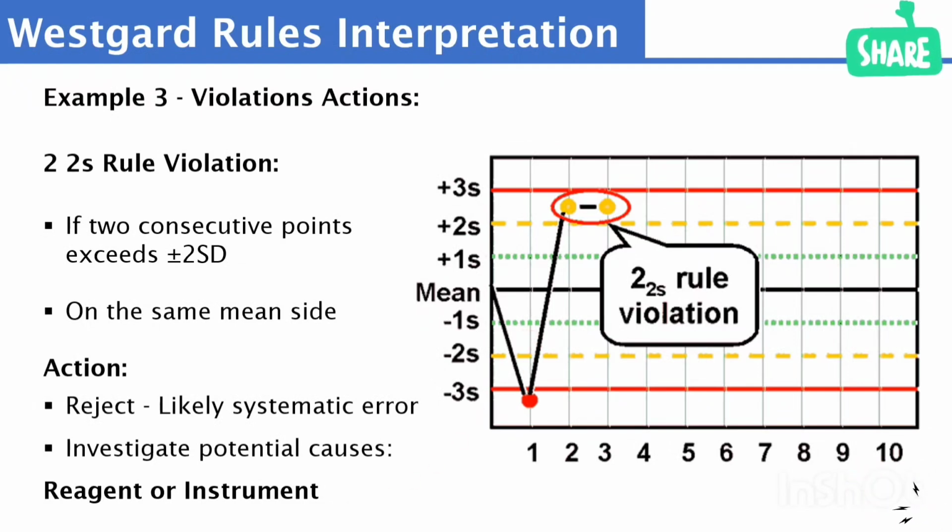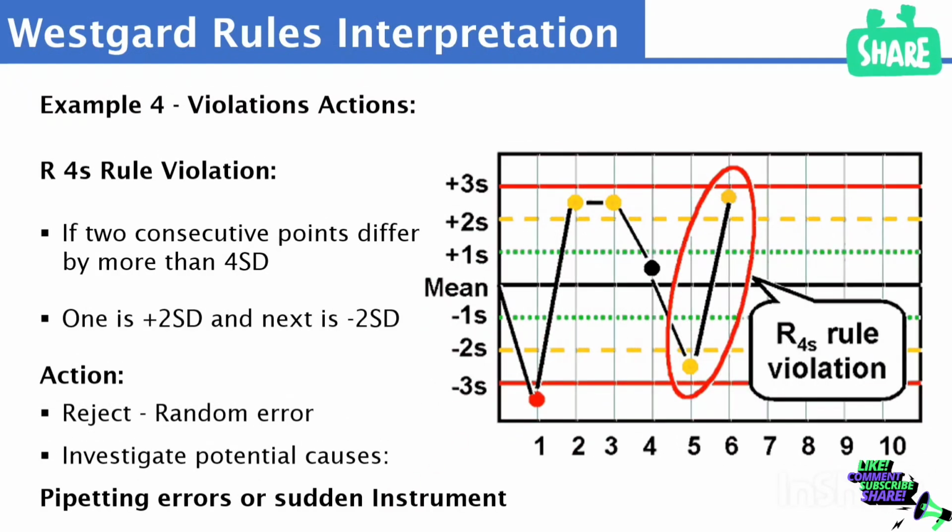Now example 4, remember what we said, the R-4S rule violation. We say if 2 consecutive points differ by more than 4 SD. Look at what has happened. See this place here, don't look at here. We did the test the first time and got this on the negative side, more than 2 SD. We did it again and got this more than 2 SD, now on the positive side.